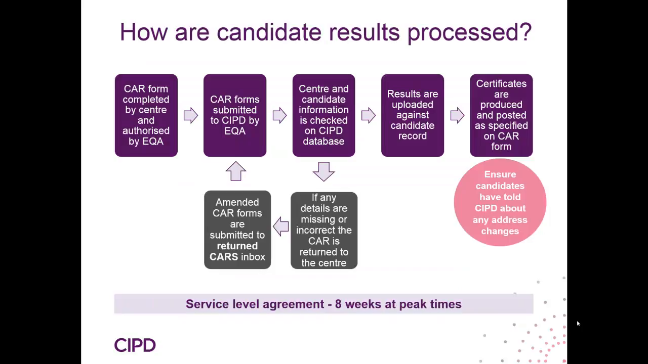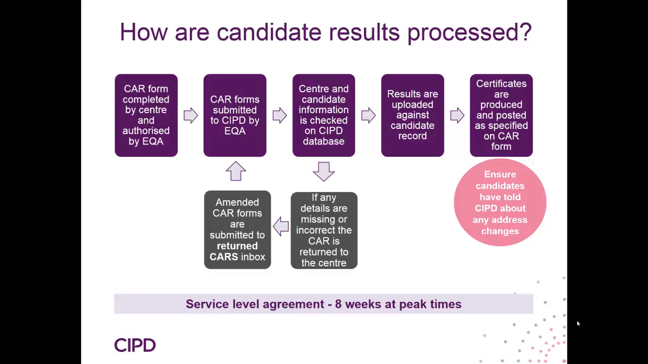Once you've completed a CAR form for your candidate results, you'll need to send it to your CIPD External Quality Advisor, who will check the form, authorise it and submit it to CIPD. When we receive a CAR form, the information on it is checked against the CIPD database to ensure that the information included matches the centre and candidate data we have on file. If there is any information missing, or details which don't match, the CAR form will be returned to you at the centre. A member of our student administration team will work with you to resolve any errors on the form, which will then need to be resubmitted.